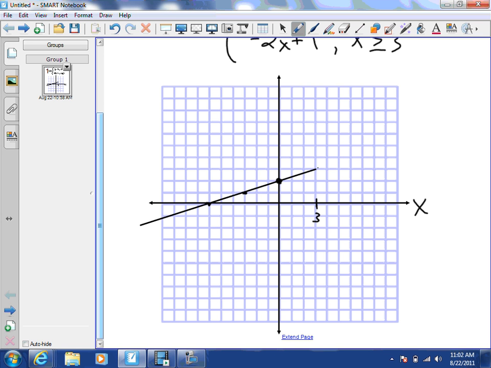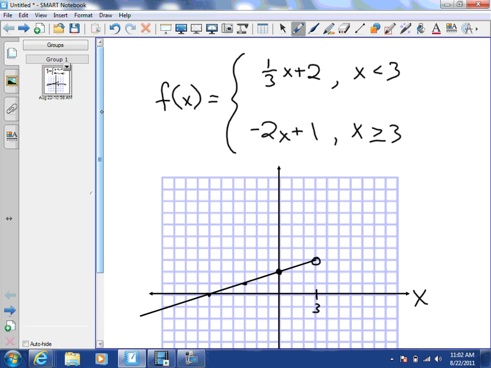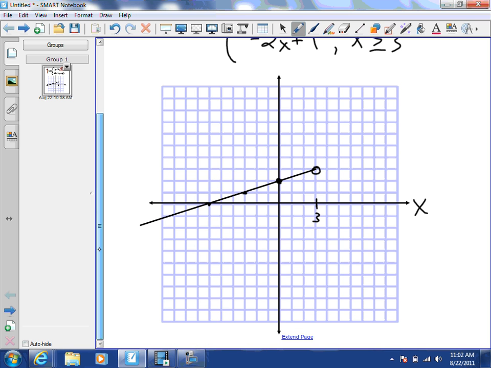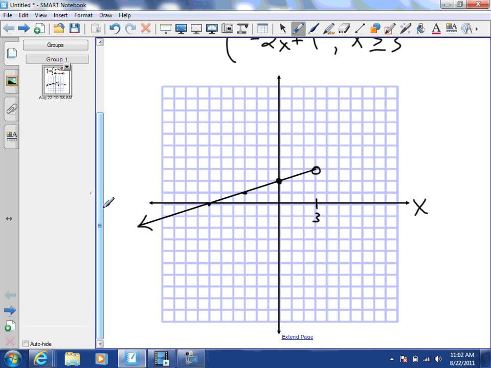Now, I'm going to put an open circle at the end there, and that's because it does not include 3. It's only if it's less than 3. Okay? For the left side of the graph, we're going to put an arrow that goes on forever that way. Okay, the other line we're going to draw is negative 2x plus 1.